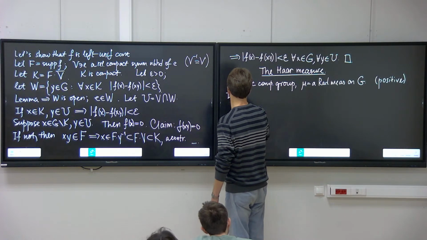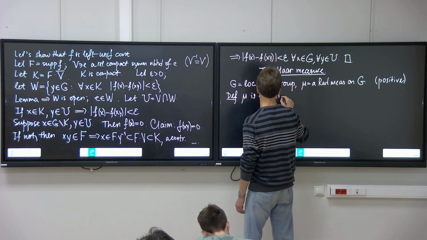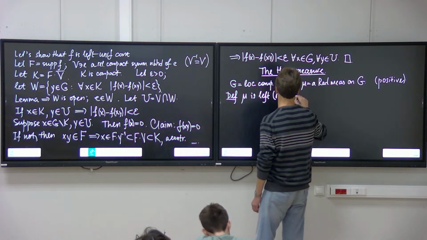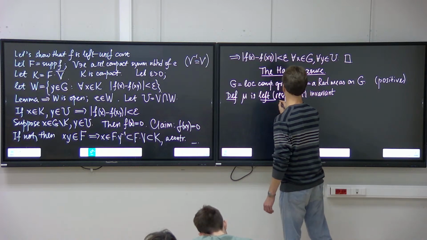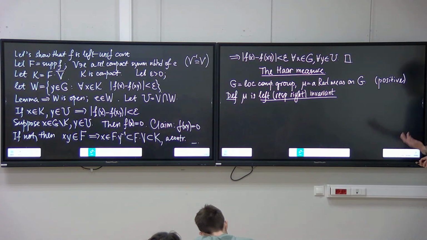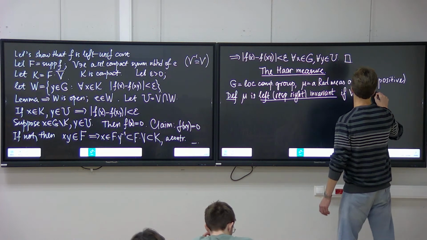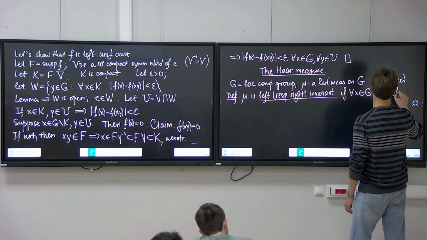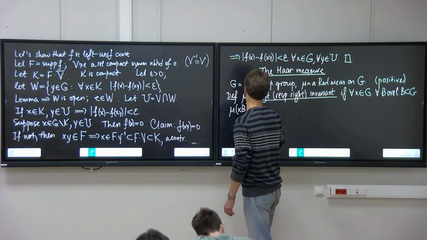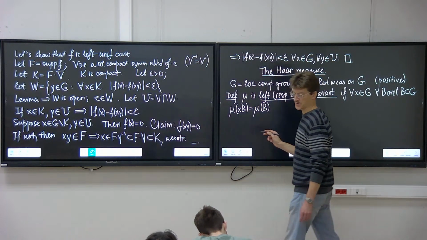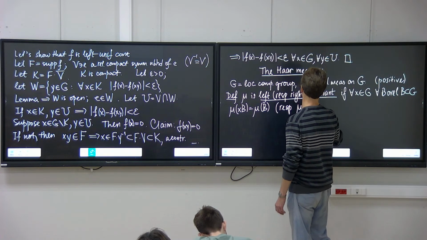And we say that mu is left invariant, respectively right invariant, if it is invariant under left translations or respectively under right translations. If for every x in G and for every Borel set B in G, the measure of xB equals the measure of B. This is the left invariance property, and respectively the right invariance property looks as follows.